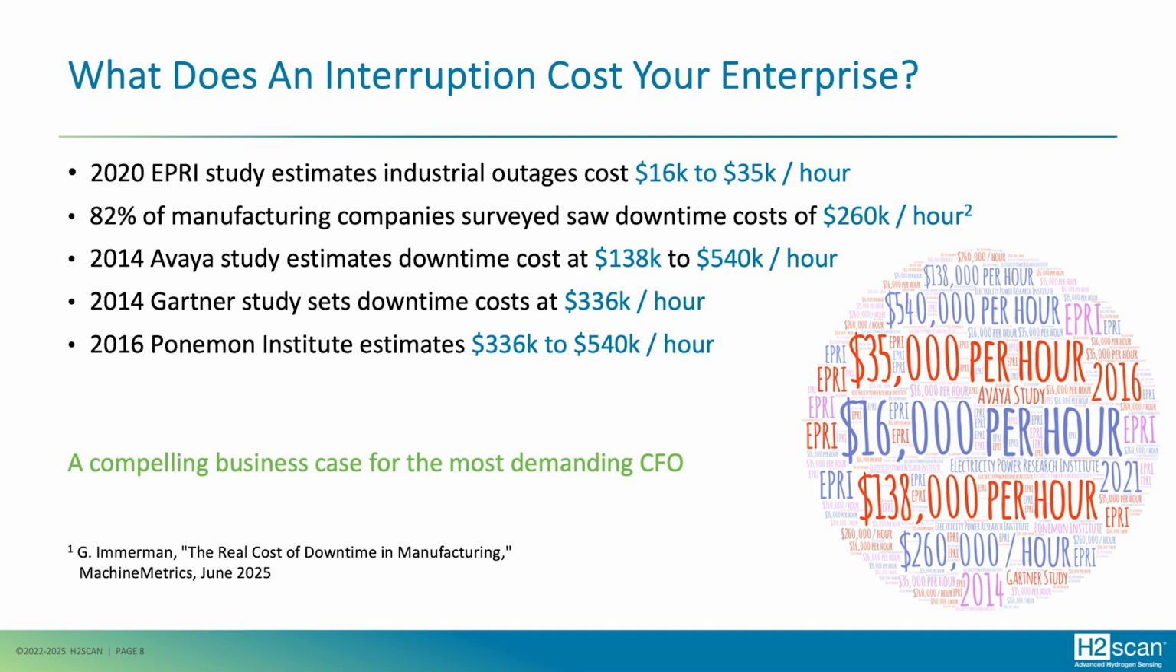a downtime cost of $260,000 per hour as an average. And a VIA study said it's $138,000 to $540,000 per hour. Now we're looking very much more into the consequential, or the cost of an outage, and what it not only is the direct cost of replacing the transformer and all the equipment, but what it may cost you in lost revenue. Gartner put it at 336. And Ponemon Institute took it as high as 540.